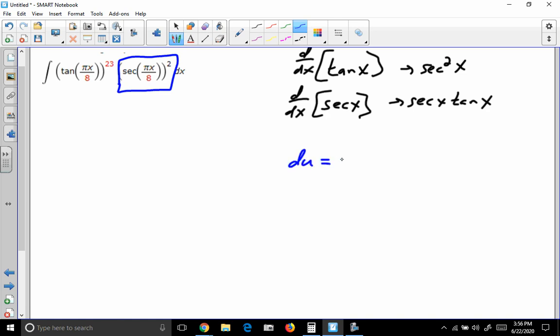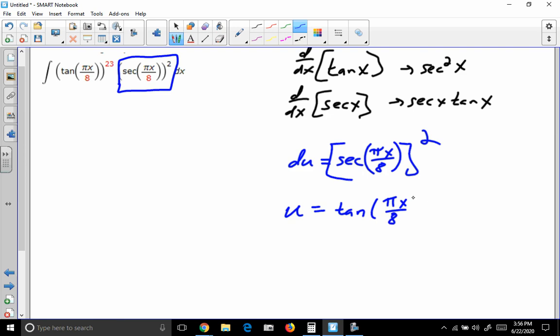Secant squared of pi x over 8. So everything else we want to change to tangents. Well, we only had 2 secants, so we don't have any more secants to change to tangents. So all of these are tangents. That's going to be our u, tangent pi x over 8.